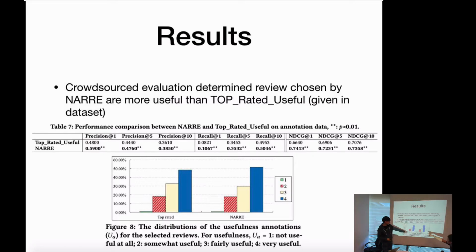Yeah, but lesser. We have 1 and 2 lesser. Right? Yeah, 1 and 2 is lesser, given to Nari reviews. Uh-huh. And although 3 is lesser, 4 is higher. So how do we know the difference is significant?